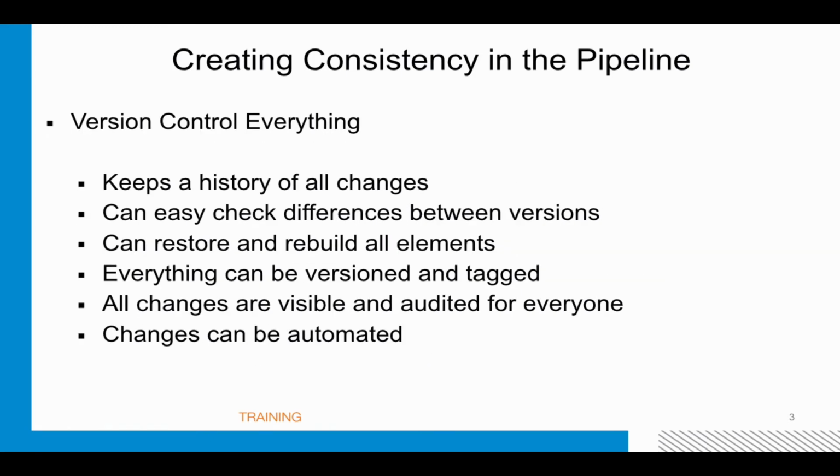You version control everything. Therefore it keeps a history of all your changes. You can check the differences, you can restore, rebuild elements. Things can be tagged. All changes are visible and audited by everybody. So again, the magic really starts when everything's in version control. There's a commit SHA tag. Using the container model, that stuff can go into the container. But at the end of the day, you literally can track where it came from.